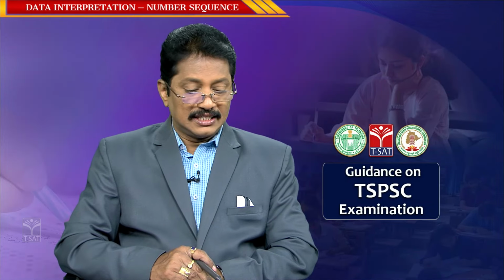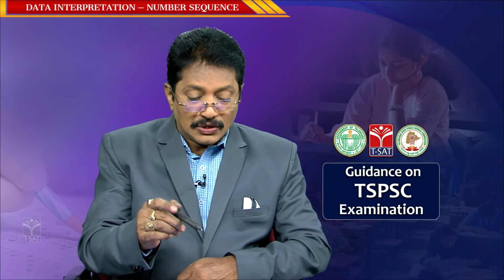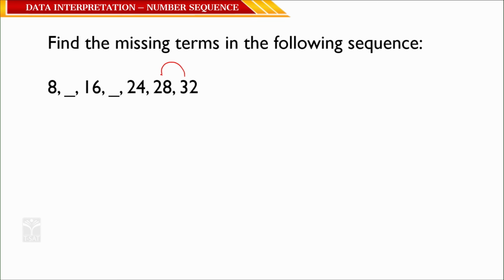In the number series 8, a gap, a missing number, 16, a missing number, 24, 28, 32. So now we will go from right to left. The difference between 32 and 28 is 4, correct? And the difference between 28 and 24 is also 4. So obviously the next number has the same difference from 24, means 24 minus 4, 20, so here 20 will come.